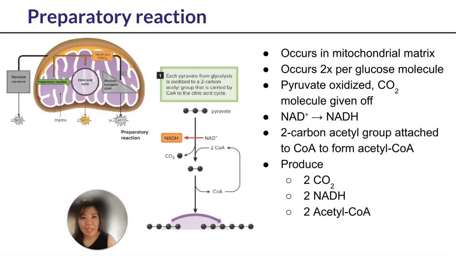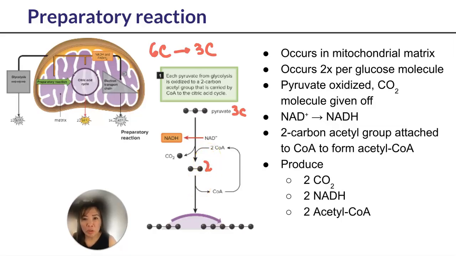So the next stage of this glucose breakdown is the preparatory reaction. We're now moving into the mitochondria because there is the presence of oxygen. Recall that previously we had converted glucose, which is a 6-carbon sugar, into pyruvate, which is a 3-carbon sugar. So now we have 3 carbons here. What's going to happen in this stage is that we're going to take the 3-carbon and convert it to a 2-carbon. So we have 2 over here.